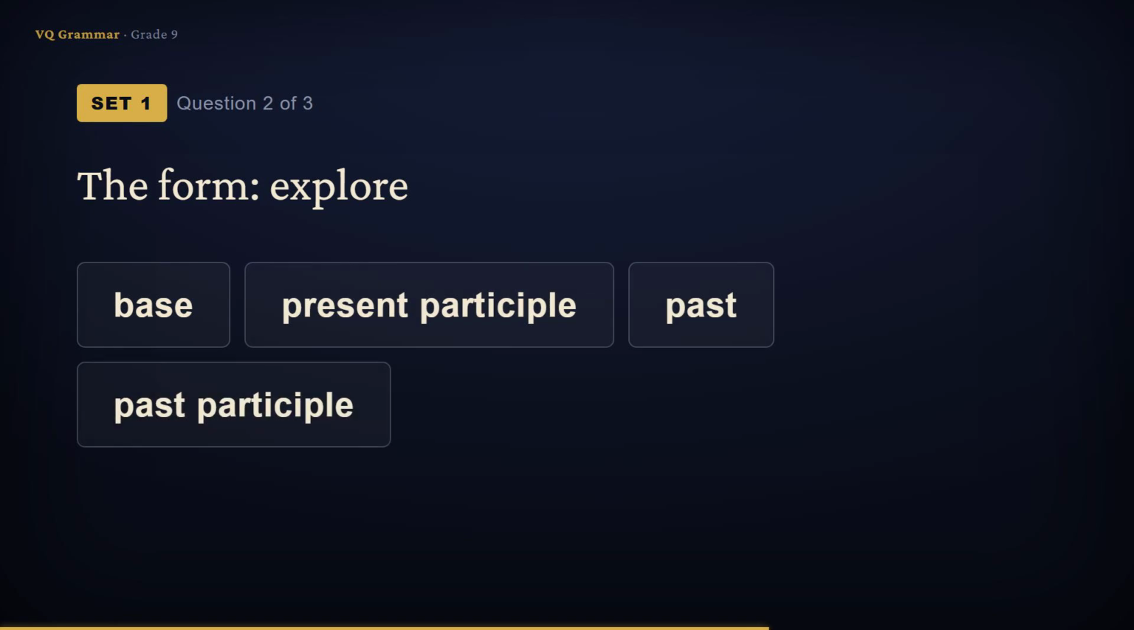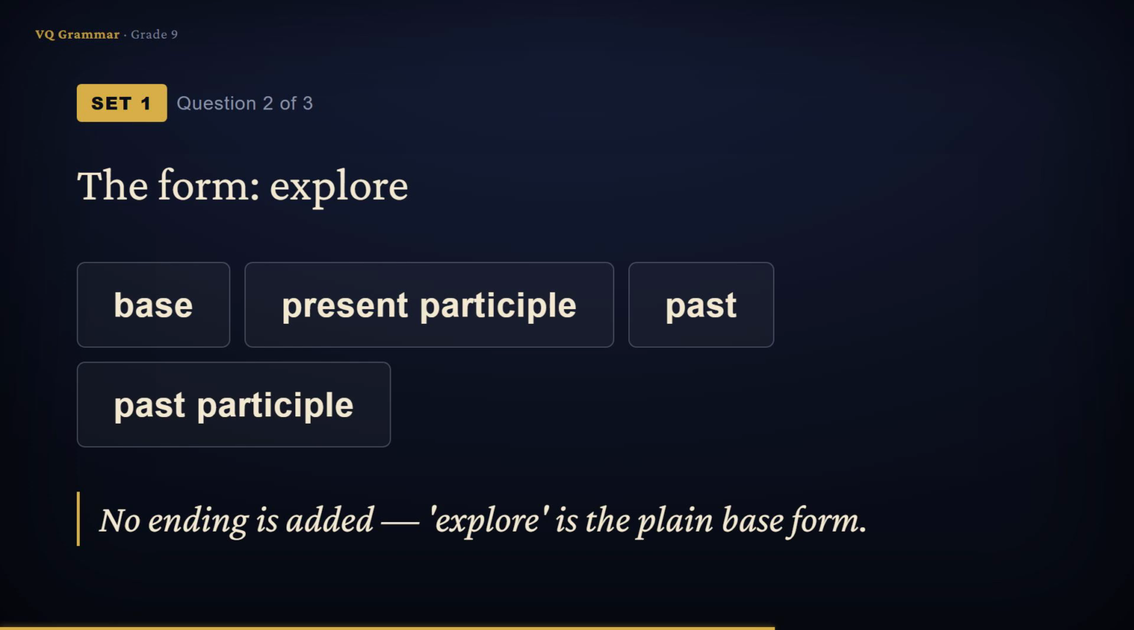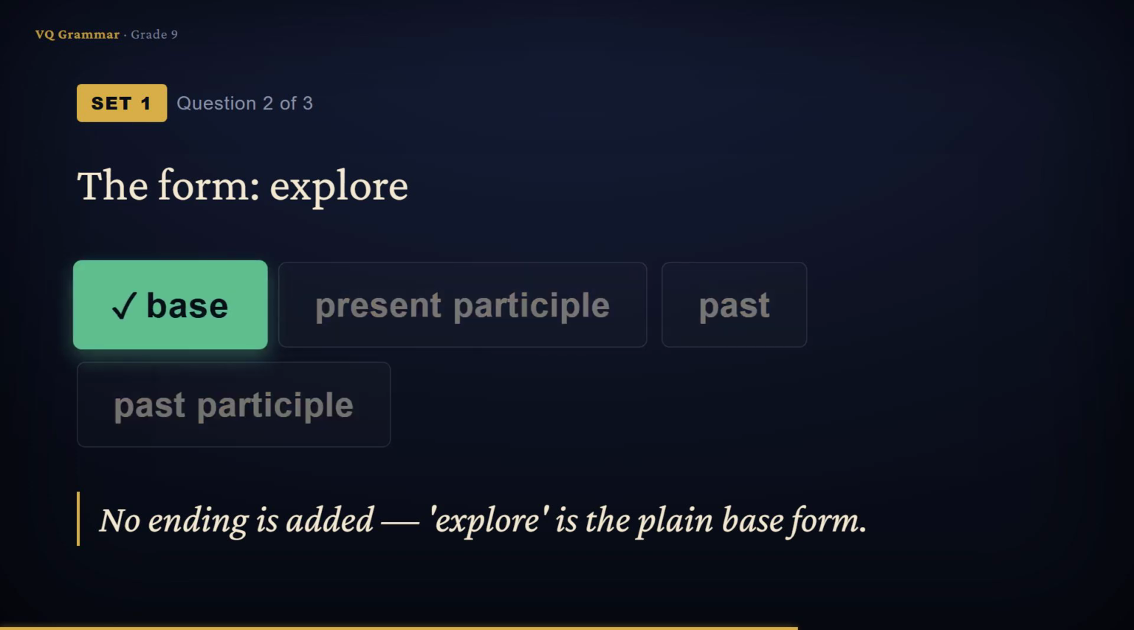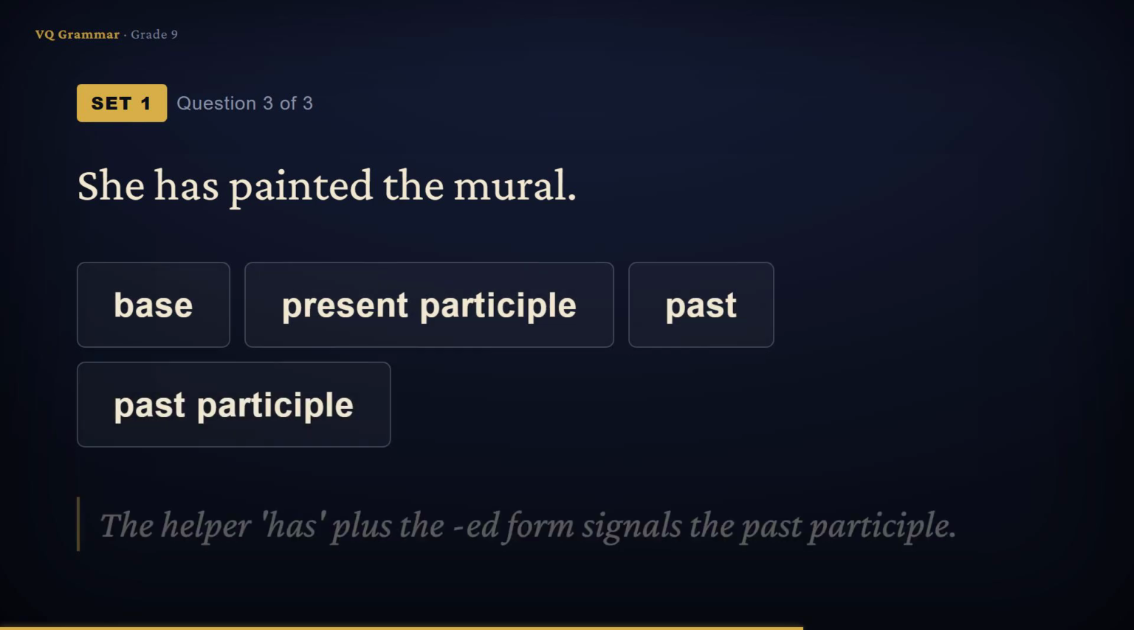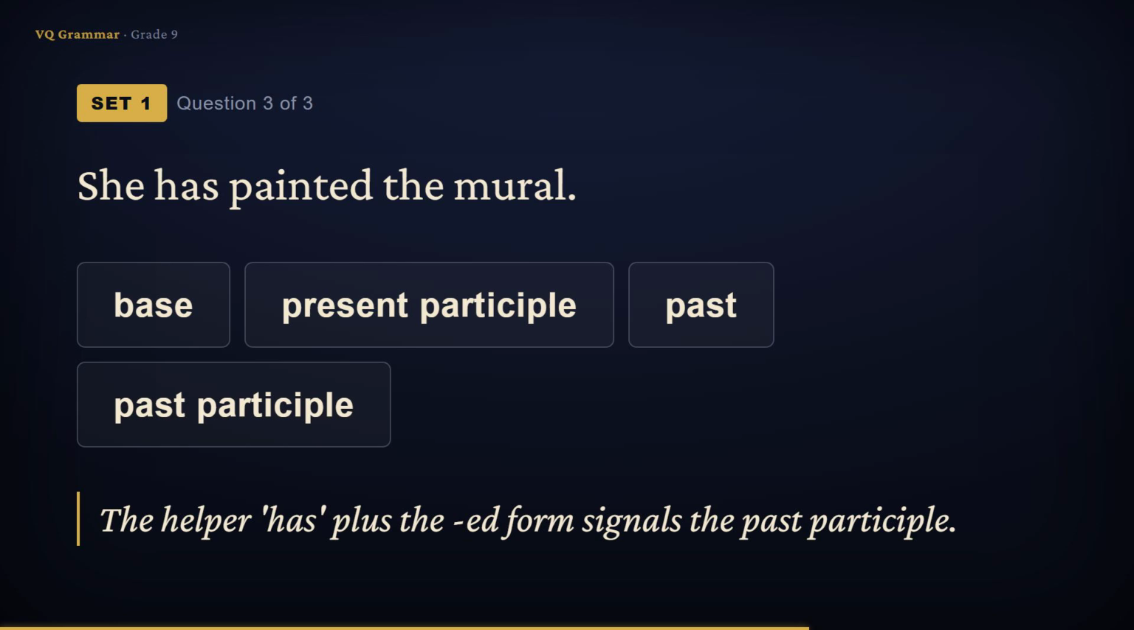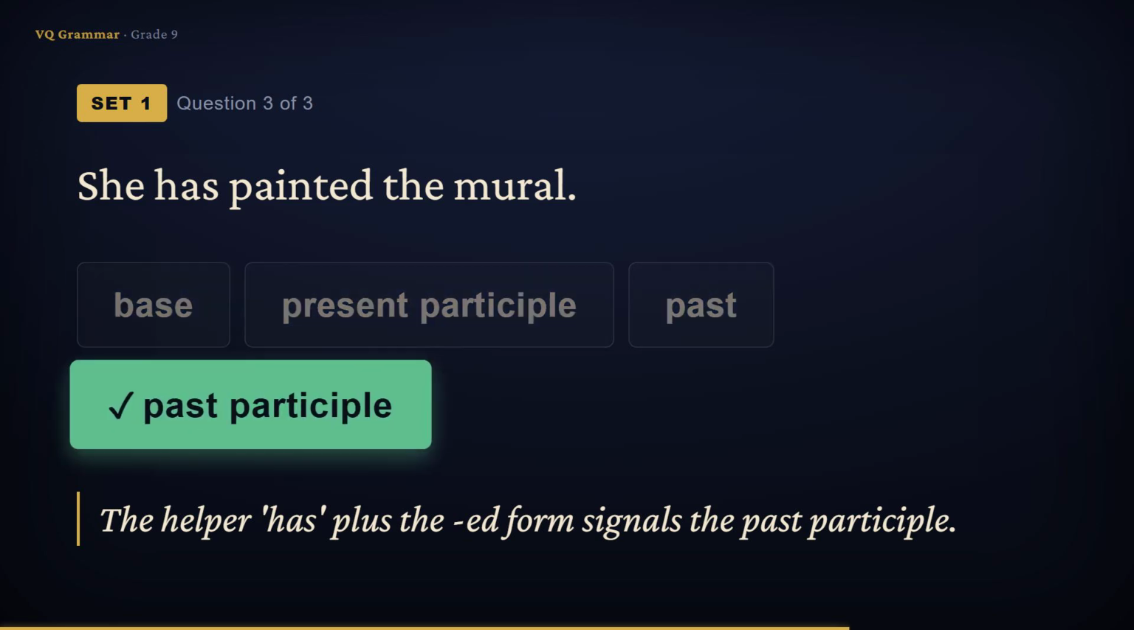The form is explore. There's no ending on it at all. No ing, no ed. It's the plain dictionary word, exactly as you'd look it up. That makes it the base form. The answer is base. She has painted the mural. Here the verb is painted, but look at the little word in front of it, has. That helping verb has, paired with the ed form, is the fingerprint of the past participle. Without a helper, it would just be the past. But has painted makes it the past participle. The answer is past participle.